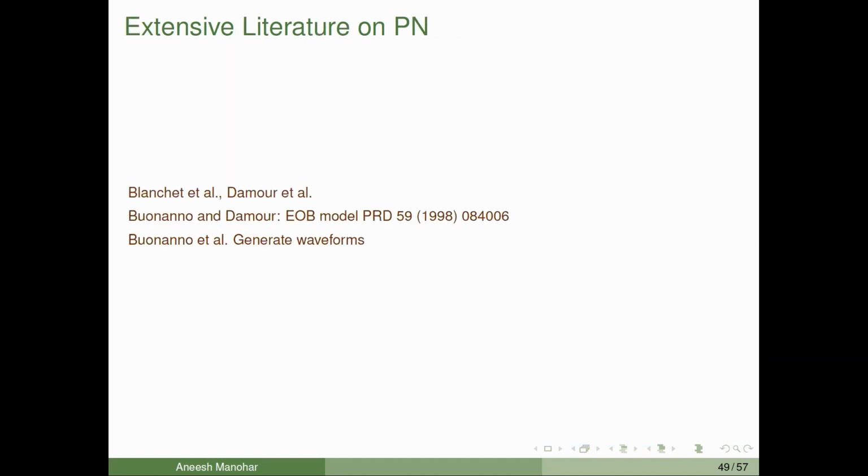So there was an extensive literature on the PN results. I mean, this is extremely important work. Blanchet and Damour, and then Buonanno and company, have figured out how to generate waveforms from the potentials and so on. But I'm focusing more on the field theory way of calculation, so I'm not going to discuss this more.